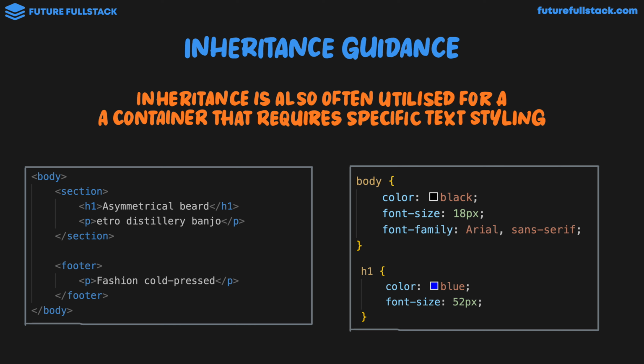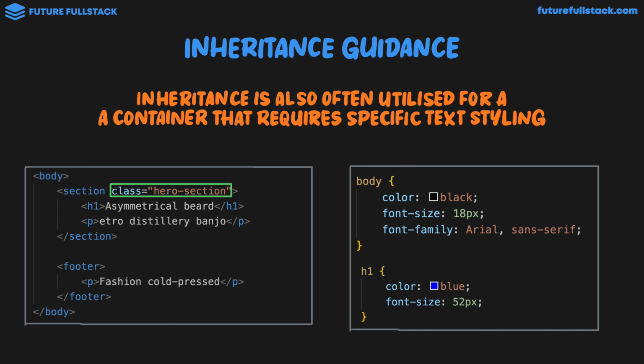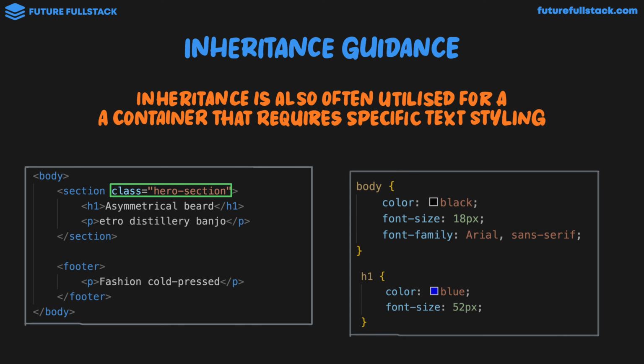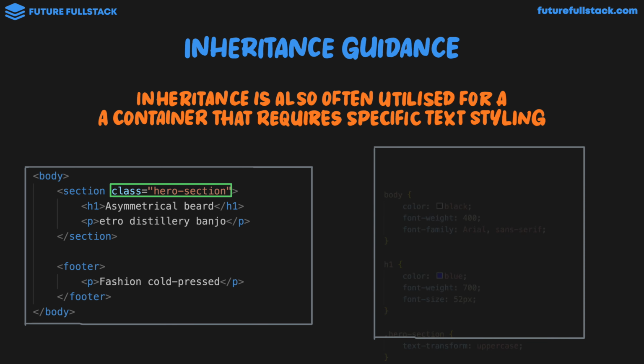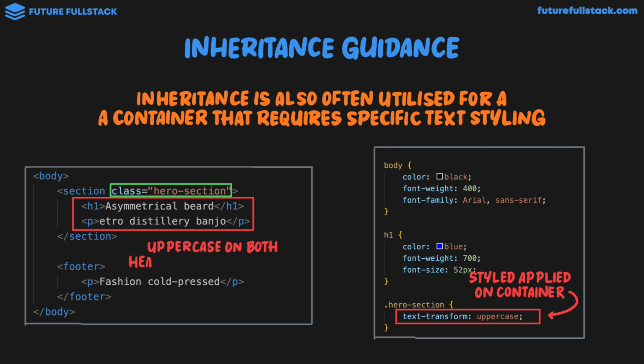In the HTML snippet we have on the left here, I'm going to simply add a class to the section with the value hero section. I'm then going to update our CSS, where I'm targeting the hero section and adding a text transform property. So this style is applied on the container. So we end up with our heading 1, which will result in uppercase on both heading and paragraph elements. So it's very common to use inheritance both to set default text styles on the body, as well as use inheritance within particular sections of the page.